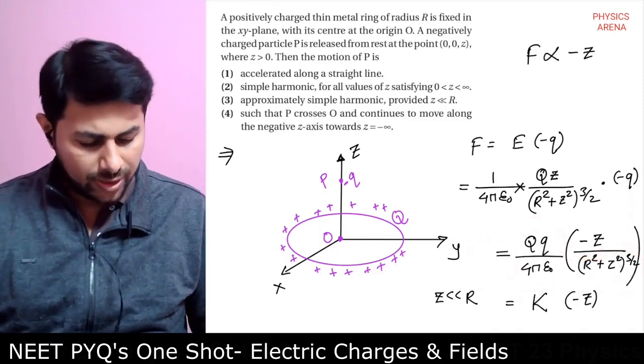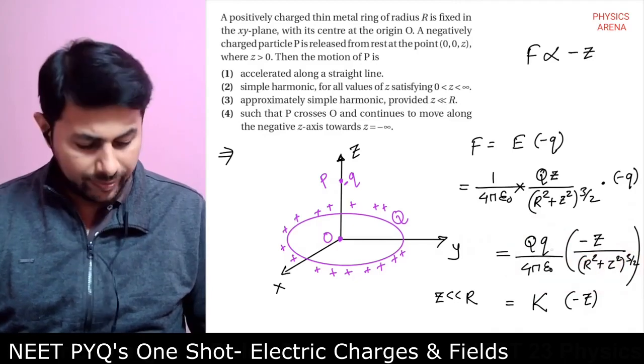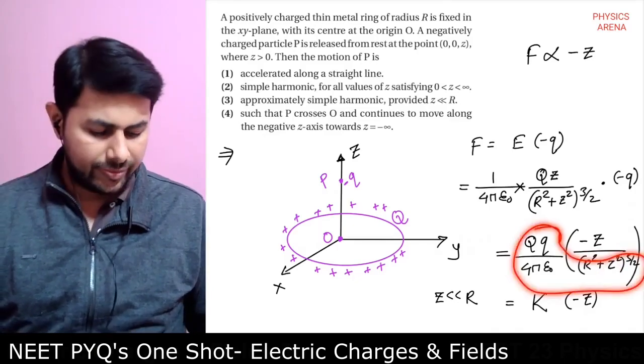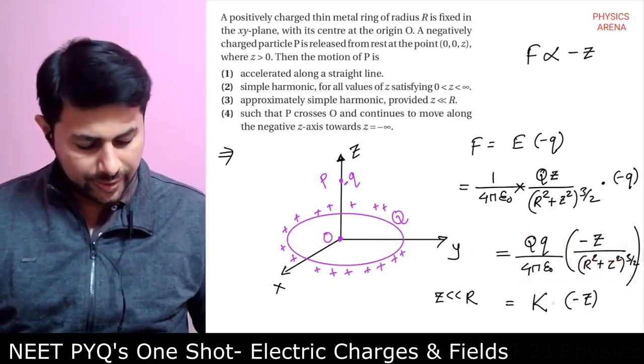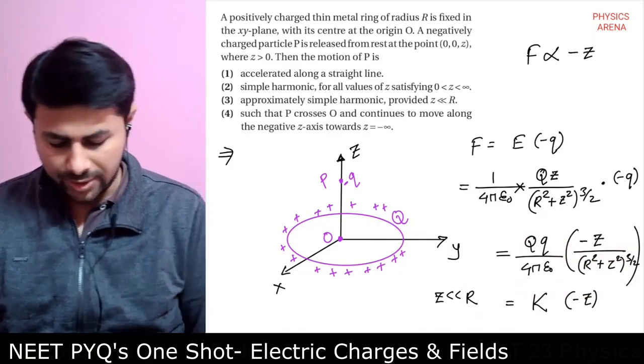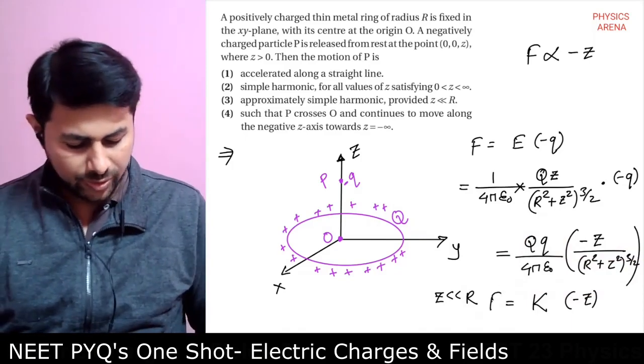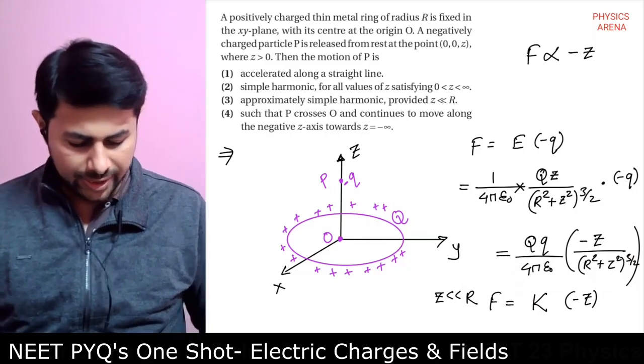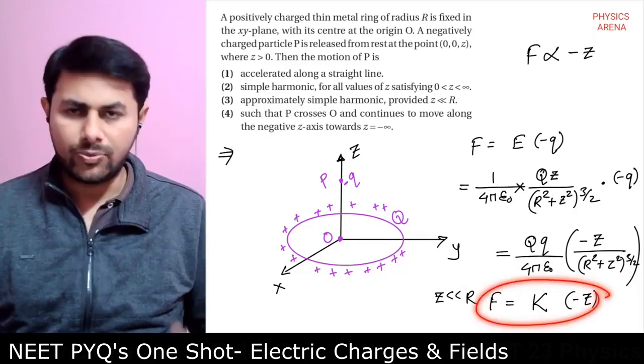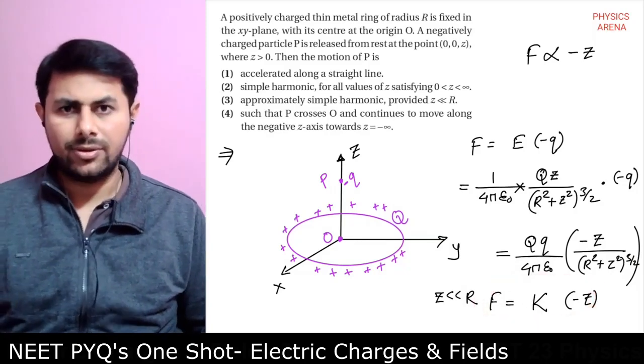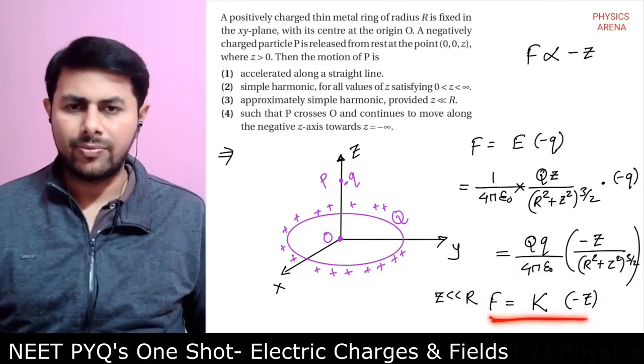When z is very small, we'll neglect z in the denominator. So all these become a constant. So it is k times minus z. Force is equal to k times minus z. And that means when z is small, this force is like a spring force. This is Hooke's law.